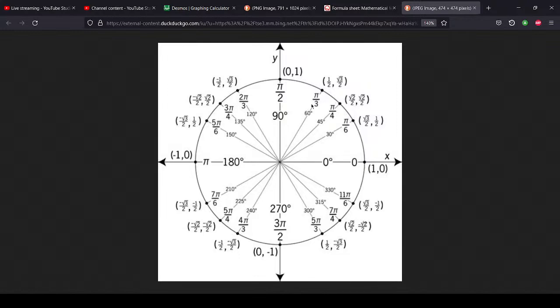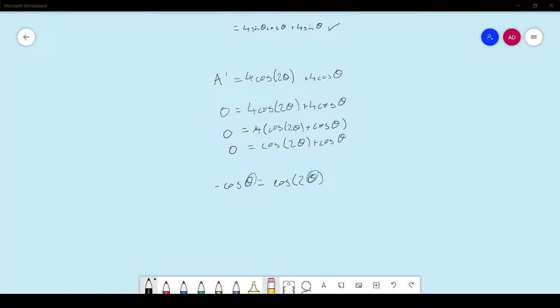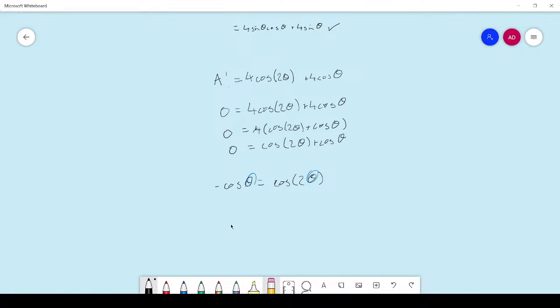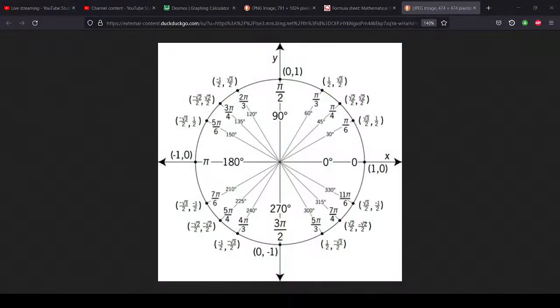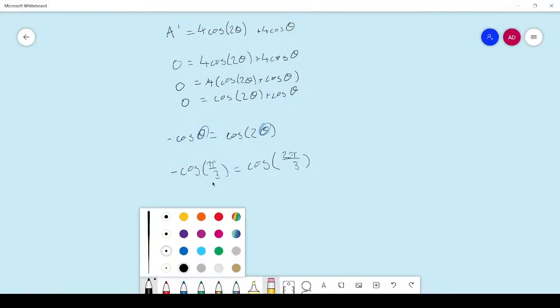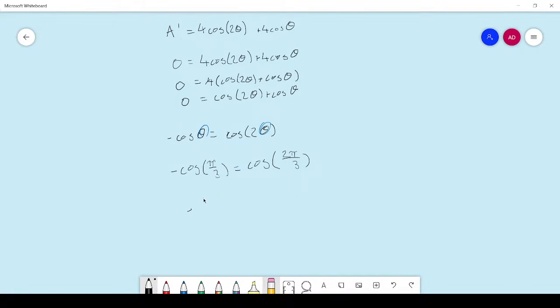So let's try pi on 3. If we subbed pi on 3 into our expression, we should have something like this. Negative cos pi on 3 equals cos 2 pi on 3. Right? So then we look at our unit circle for exact values. Cos pi on 3 is equal to ½ and cos 2 pi on 3 is -½. So if we sub that in, negative cos pi on 3 is -½ and cos 2 pi on 3 was equal to -½. So we can see that these are equal, so therefore theta equals pi on 3, and that should give us our max values.